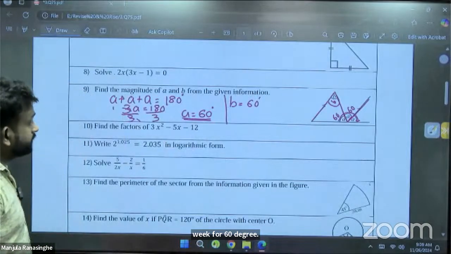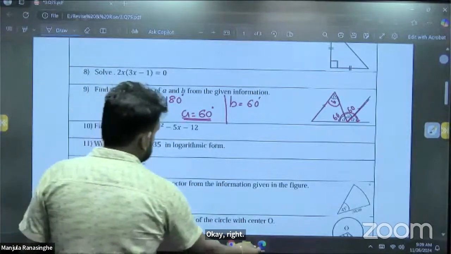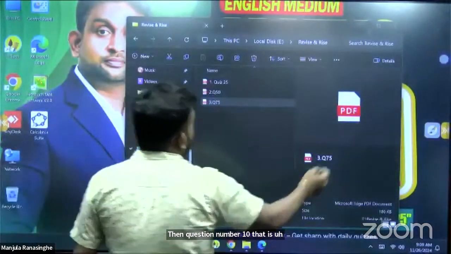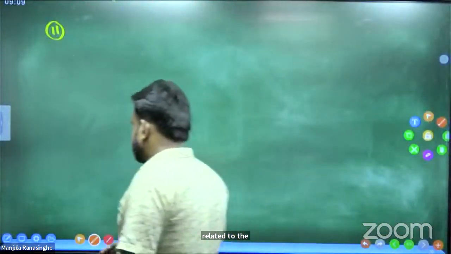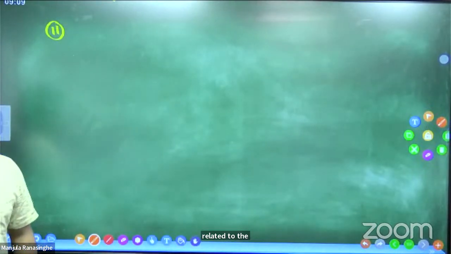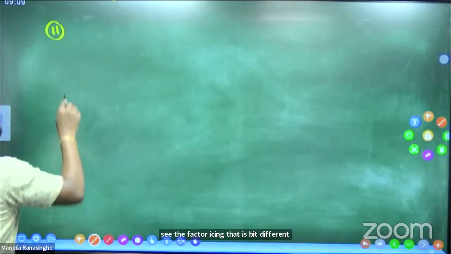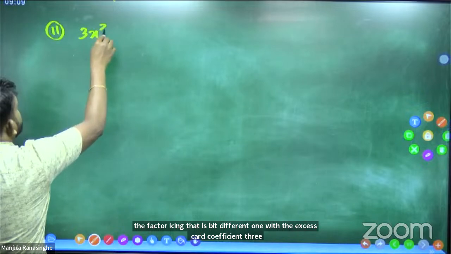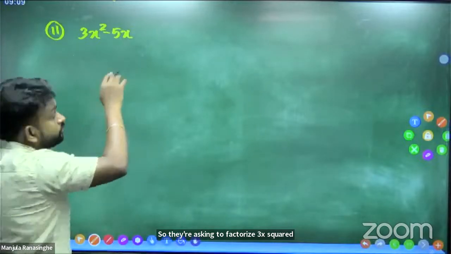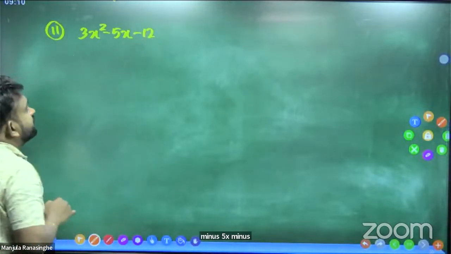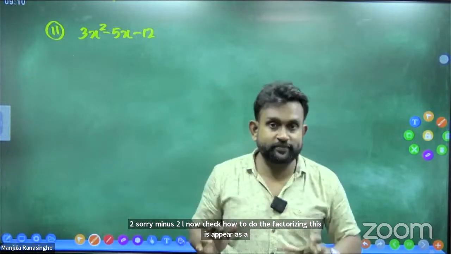Okay, right. Then question number 10 is related to factorizing. The factorizing here is a bit different, with the x squared coefficient being 3. They are asking to factorize 3x squared minus 5x minus 12. Now check how to do the factorizing. This appears as a trinomial quadratic expression, with no common factors there.